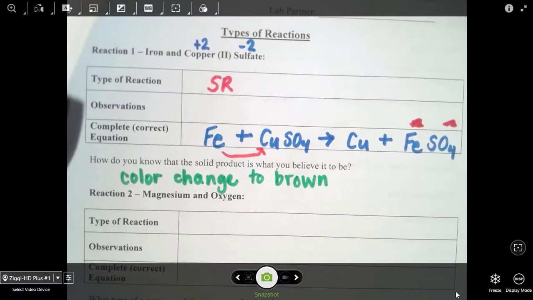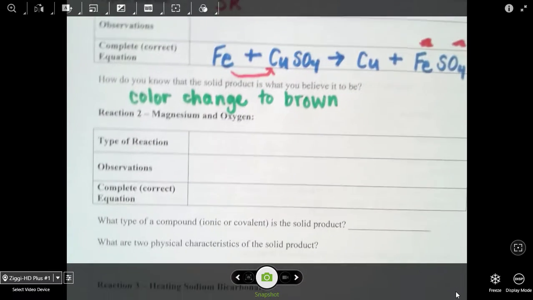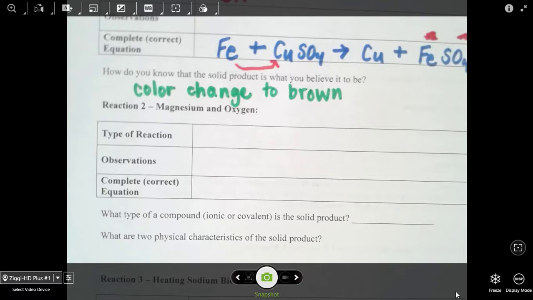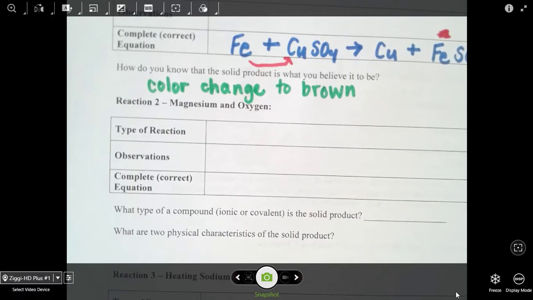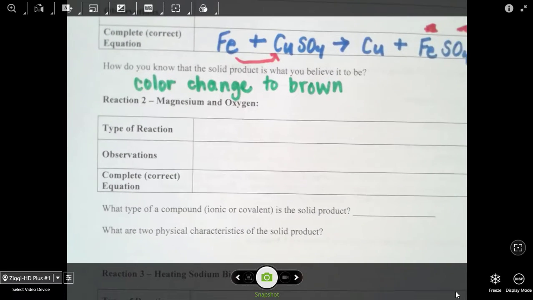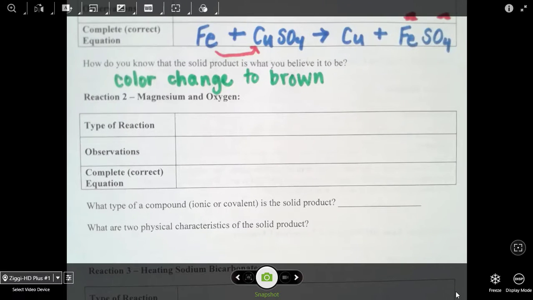Okay, ready for the next one? Did it turn to actual copper then, or no? So what happened was the copper would come out of the solution and it collects on top of the steel wool. So there's still some iron there from the steel wool, but the copper's collecting on top of it. And that's why you see it changes color. So technically we did kind of make copper. Yeah, you did make copper.